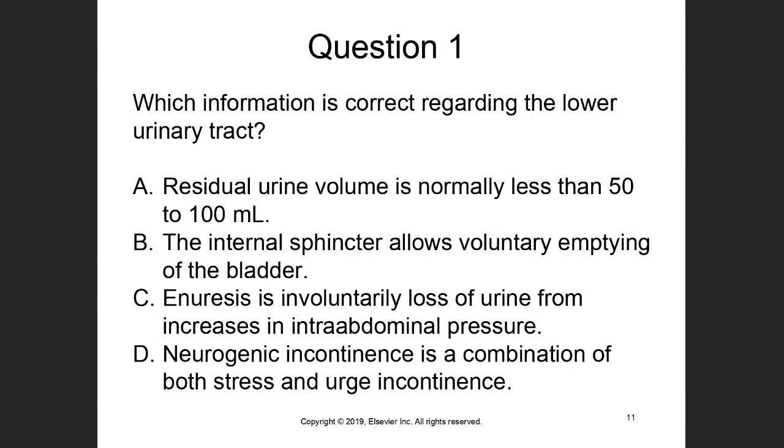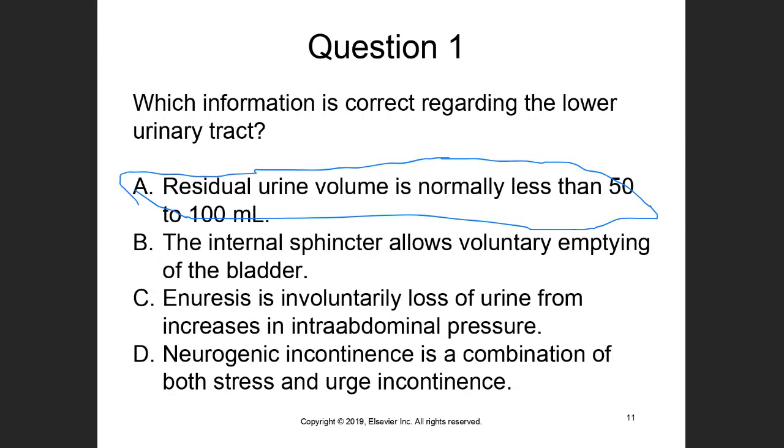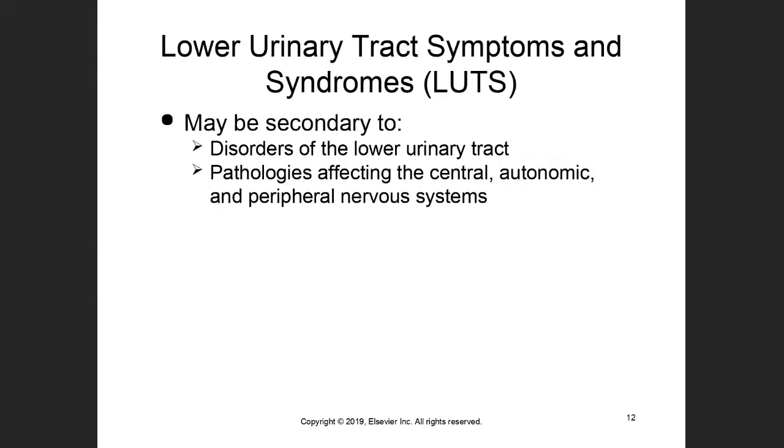Exactly. Answer is A. Remember, you have to know those values. When the bladder is empty, those are the normal volume of the bladder, okay? Maybe secondary, lower urinary tract symptoms and syndrome, okay? Maybe secondary to disorder of the lower urinary tract. Pathologies affect the central, autonomic, and peripheral nervous system.